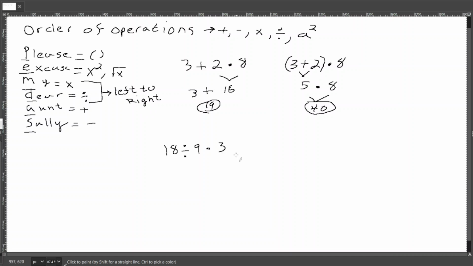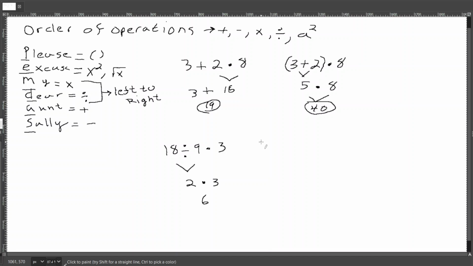That's a rule. You must go left to right. You must do 18 divided by 9 first, which is 2, and then you must times it by 3, so 6. Now, does it change anything if we do the multiplication first? Well, we would get 9 times 3, which is 27. 18 divided by 27 is actually a fraction, right? So it gets a little bit hairier.